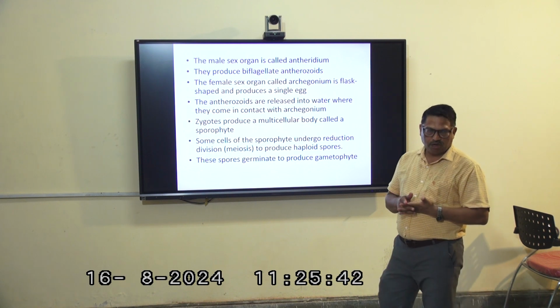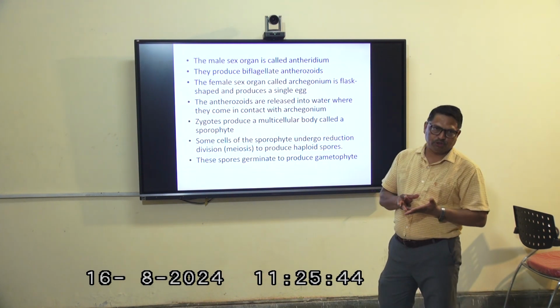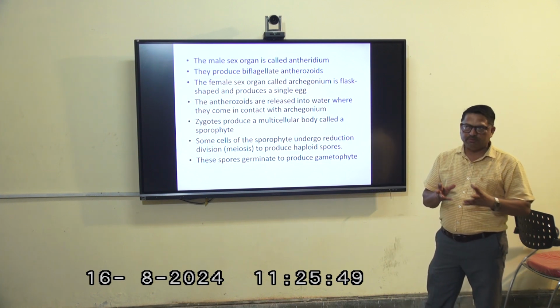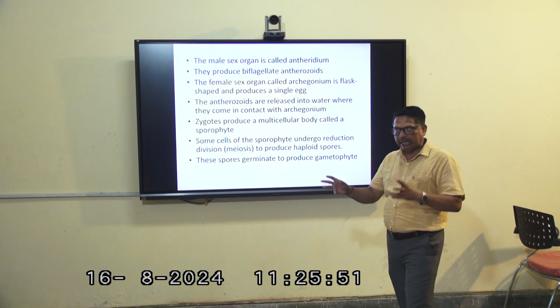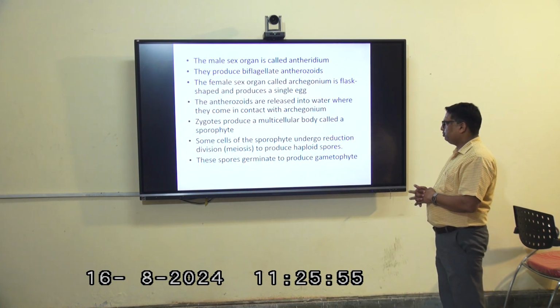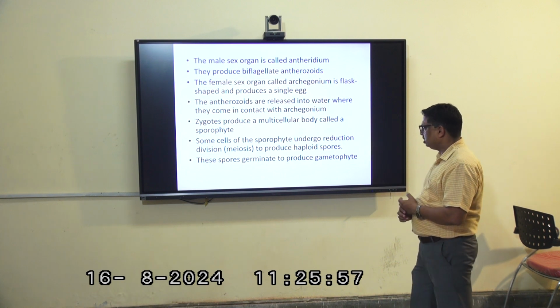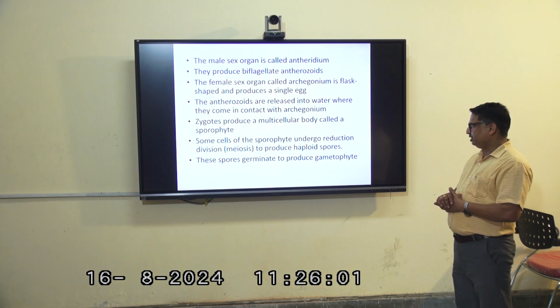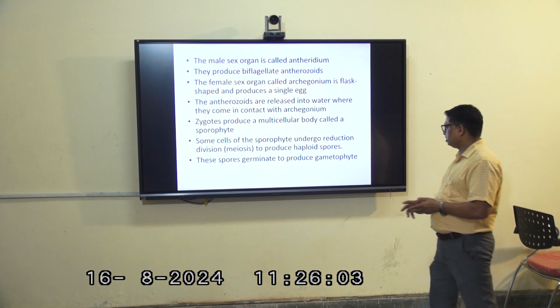As I already told you, the sporophyte and the gametophyte are most importantly the factors responsible for the survival of this category in a limited area and limited time. Some cells of the sporophyte undergo reduction division, meiosis, to produce haploid spores, and these spores germinate to produce the gametophyte.